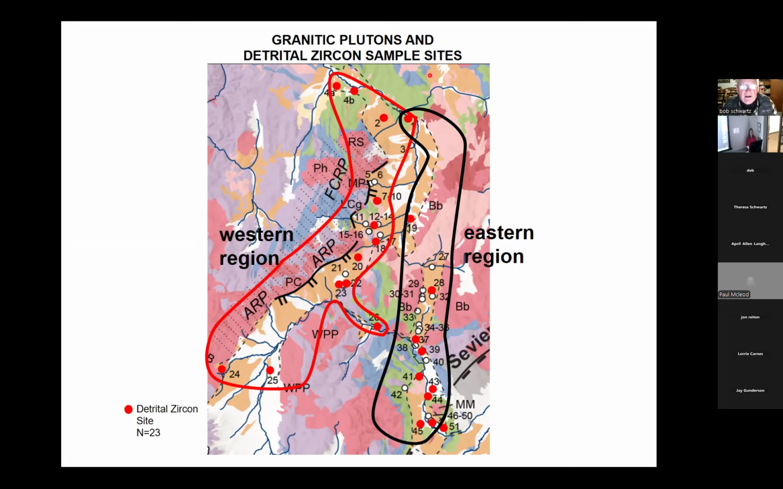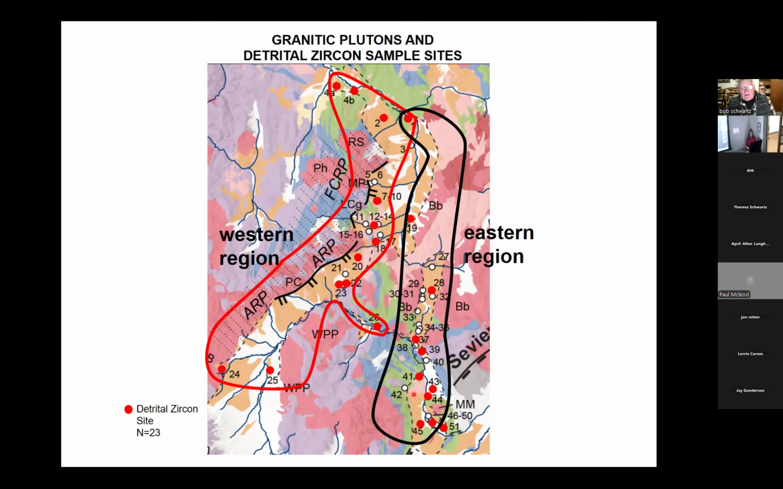Granitic plutons and detrital zircon sample sites. Okay, yeah. So now I want to shift to a consideration of the granitic plutons flanking the basins, and to consider them in terms of their crystallization ages for the plutons themselves and their detrital zircon signature within the Renova deposits. Shown in red are all the sites at which we collected detrital zircon samples or compiled them from the literature, pre-existing data.